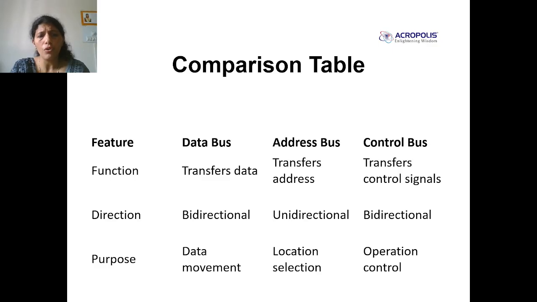As for the purpose of all these, the data bus is used for data movement, the address bus selects the location, and the control bus helps to perform the operation.